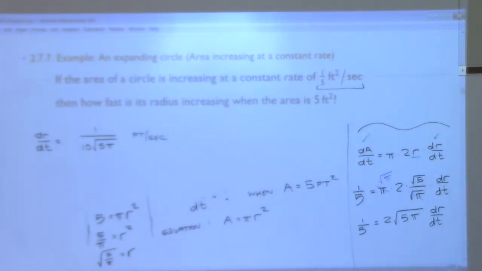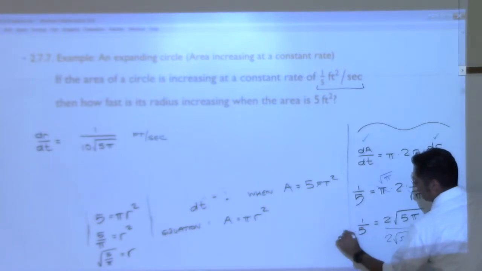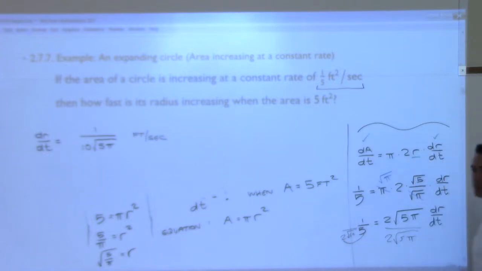Are y'all still okay with this? We're just beginning. These are easy equations to work with, and the geometry is easy. Yes? Okay. How to get what? When I divide both sides here by 2 root 5 pi, and I divide this side, I basically get 2 root 5 pi, and the 2 and the 5 become a 10.